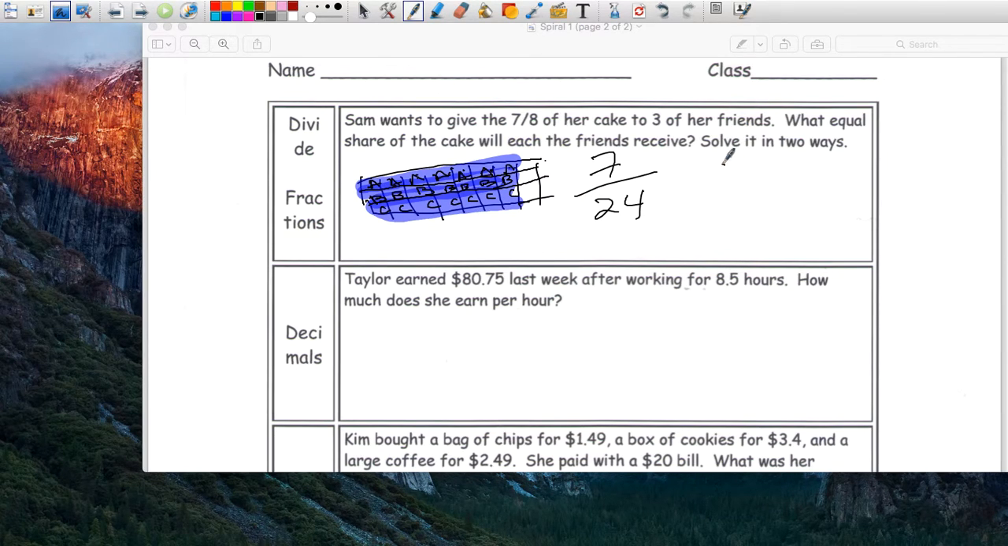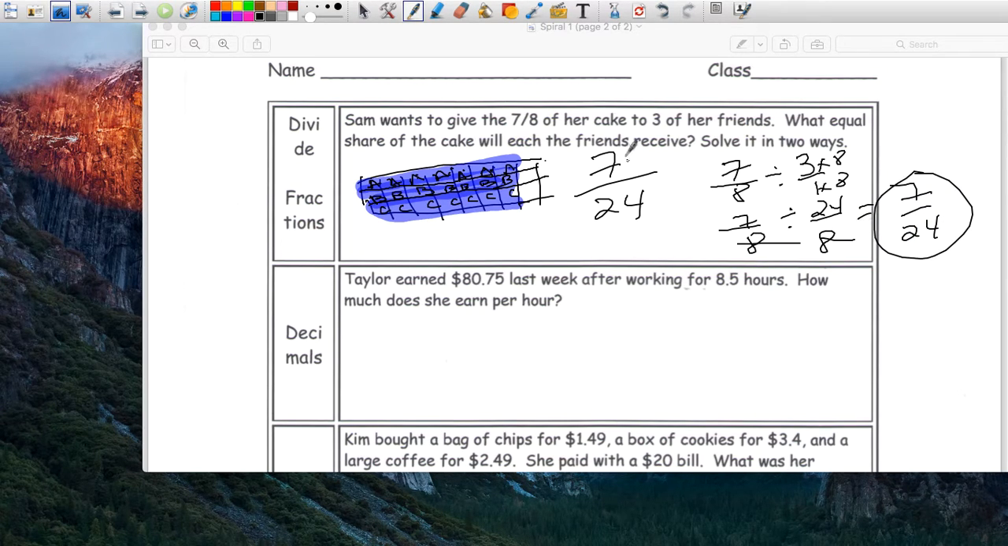Another way of solving this would be to set it up, and you have 7/8 divided by 3. Some of you like to do 3 divided by 7/8, but it's not. You're not cutting the friends, you're cutting the cake. Find the LCM. Let's put the 3 over 1. The LCM is 8 times 3, and you get 24. Now our denominators are the same. I can cross this out and write it as a fraction, 7/24. Notice we get the same exact answer.